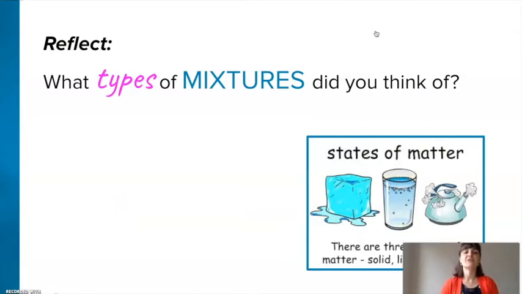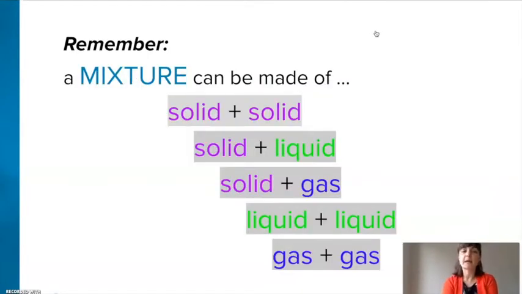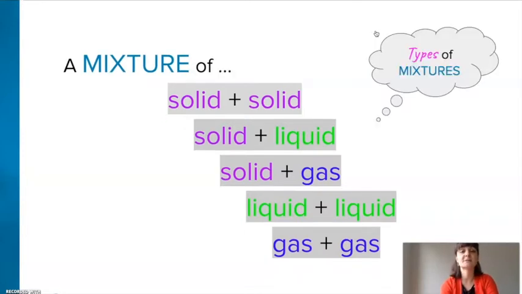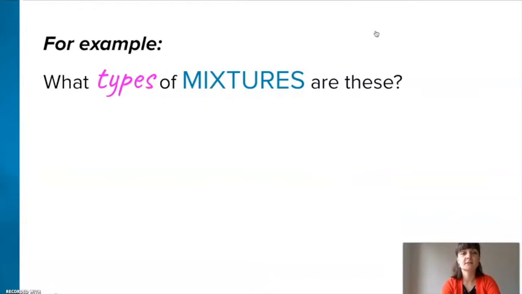Welcome back. You've got a list of 5 different mixtures, and now I want you to look at those mixtures and think about what different types of mixtures did you write down. Remember that a mixture can be made up of a solid and a solid, a liquid and a solid, a liquid and a gas, a liquid and a liquid, or a gas and a gas. These are different types of mixtures. So, for example, what types of mixtures are these?